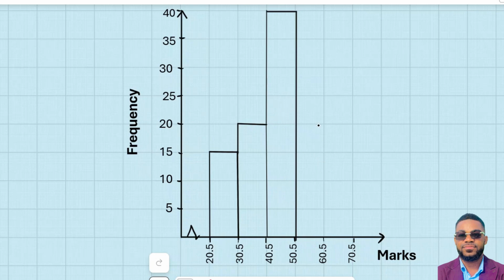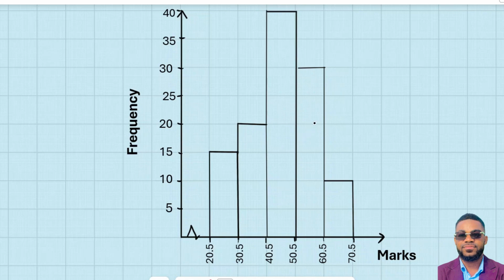And the next frequency, that is from 50.5 to 60.5, is 30. So we have to begin from this end. So that's going to be here. Good. And we trace back down to this point. Excellent. And the last frequency, that is 10, is from 60.5 to 70.5. So this is 10. So we're going to trace from this end. Good. So that is it. That's a very nice graph. Now let's move on to the next question.